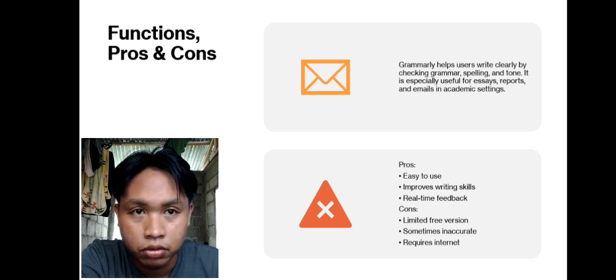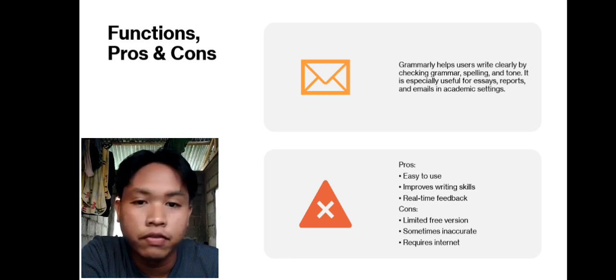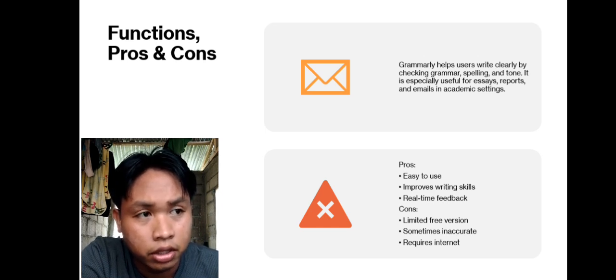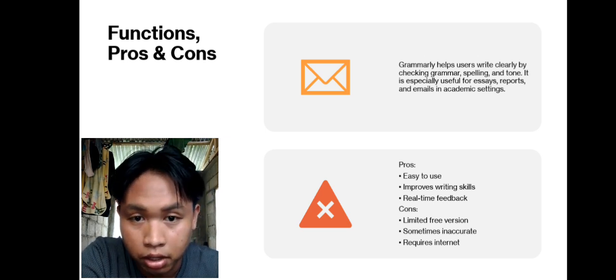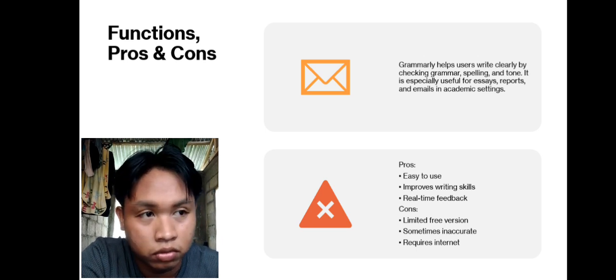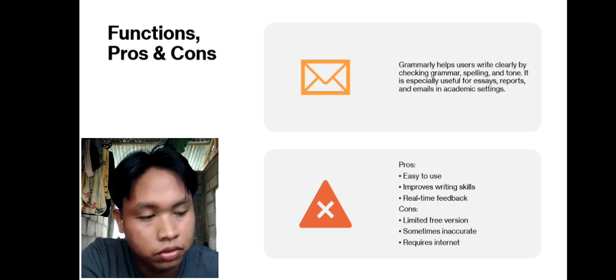Let's go to its functions, pros, and cons. Grammarly helps users write clearly by checking grammar, spelling, and tone. It is especially useful for essays, reports, and emails in academic settings. From the word itself, Grammarly, it checks grammar, spelling, and tone. It is useful to students, professors, and educators.